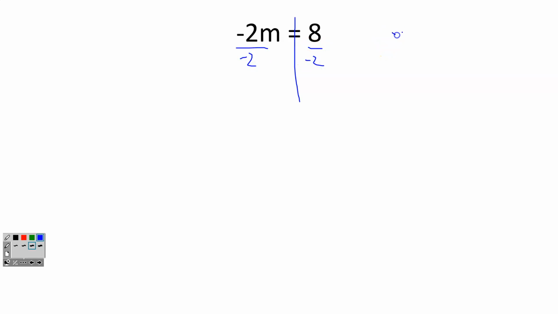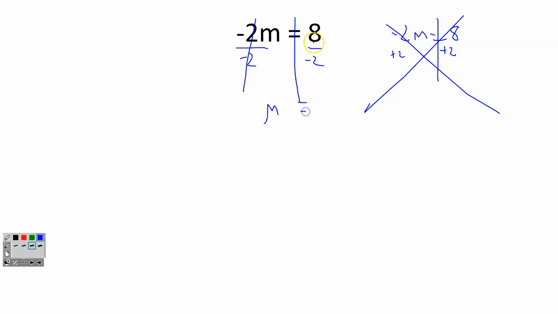Now a lot of people are going to want to do this. I'm just going to rewrite it, kind of sloppy, I might add. Some people are going to want to do this: oh, the opposite of negative 2 is a plus 2. That is not correct. You want to get rid of the operation that connects the negative 2 and the m, which is multiplying, so the opposite would be dividing. That cancels out, so I'm left with an m. And 8 divided by negative 2 gives me negative 4. If I want to check my work, I plug negative 2 times negative 4 into my calculator, and it does come back as a positive 8. So there's my answer. It's correct.